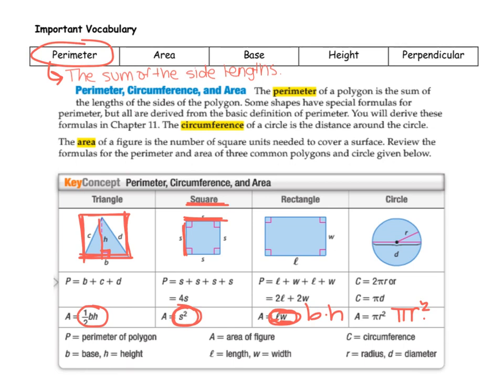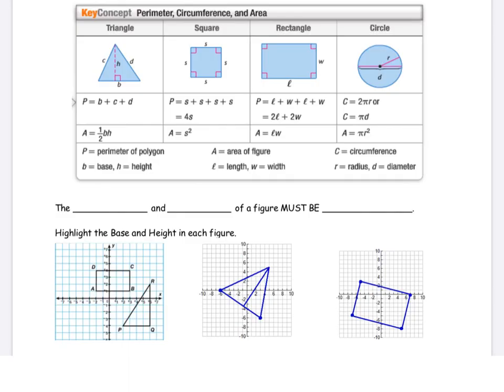The most important thing to keep in mind when we are finding the area of a shape is that the base of the shape and the height of the shape must be perpendicular to each other. So we are always looking for this base-height relationship where the base and the height are perpendicular. We're going to keep that in mind as we go through this lesson. So let's just make sure that we have that detail down. Again, super important: the base and the height of a figure must be perpendicular.